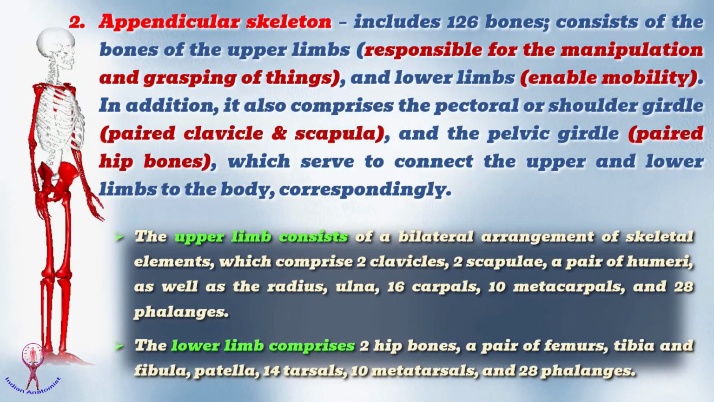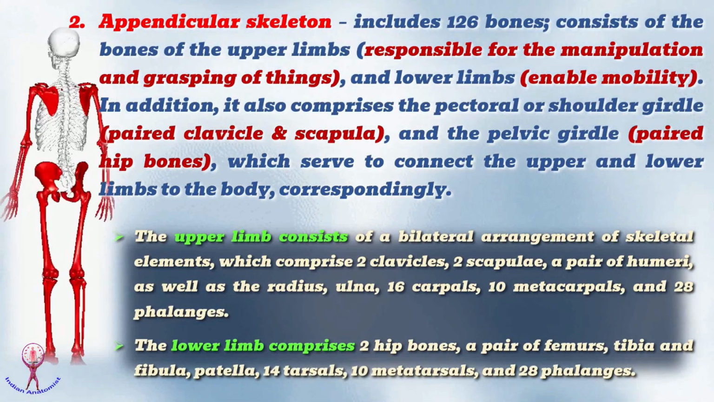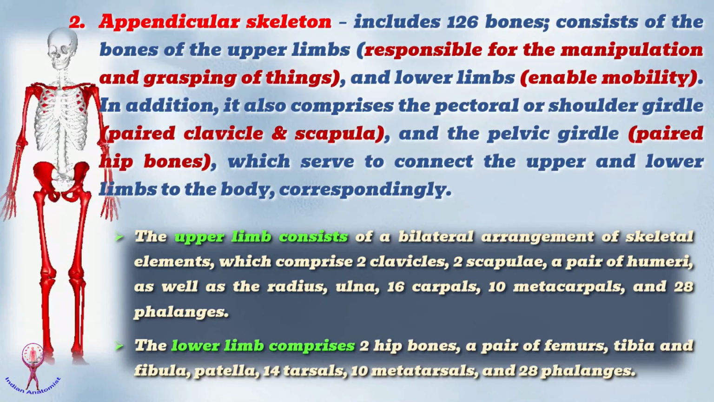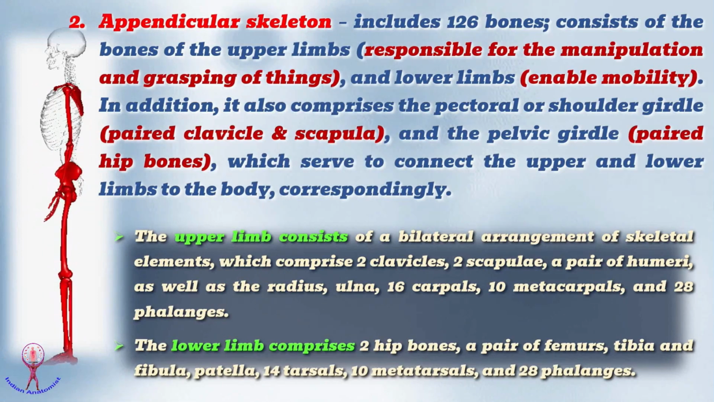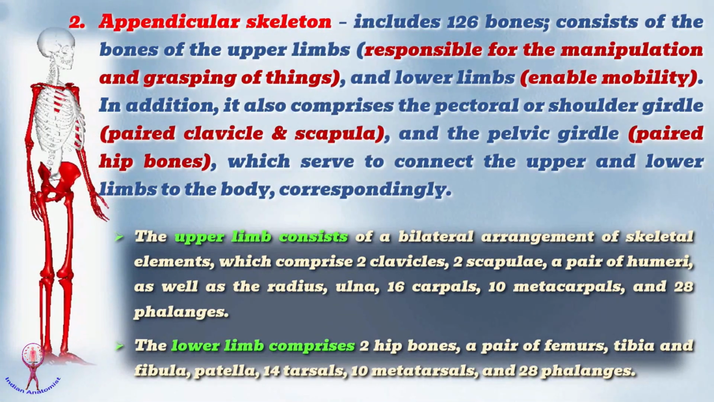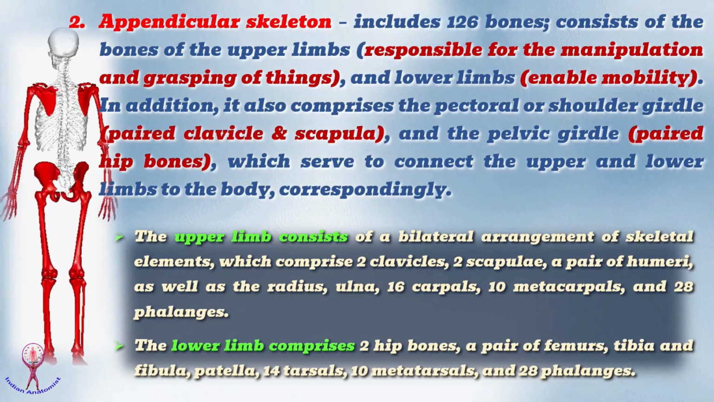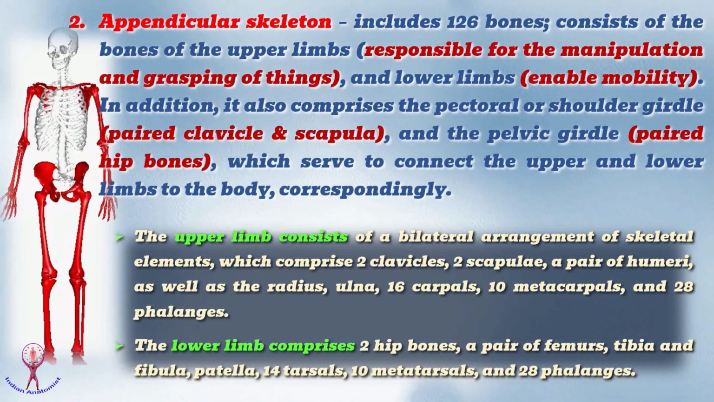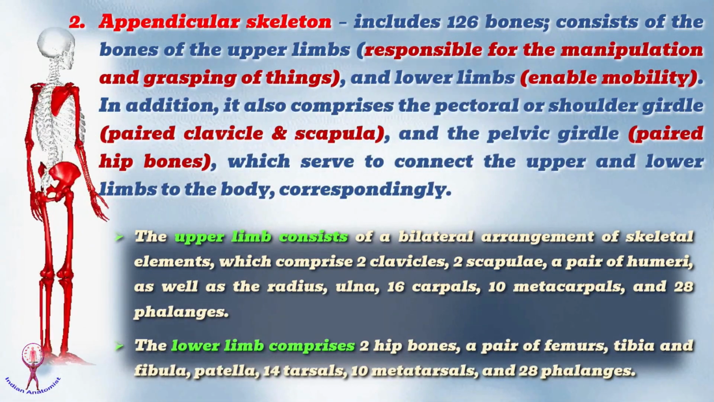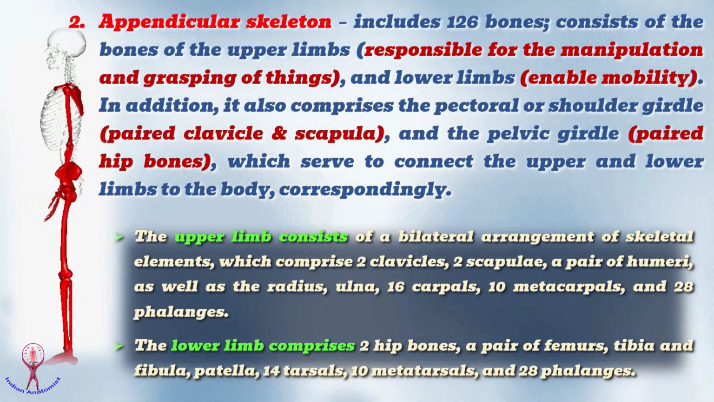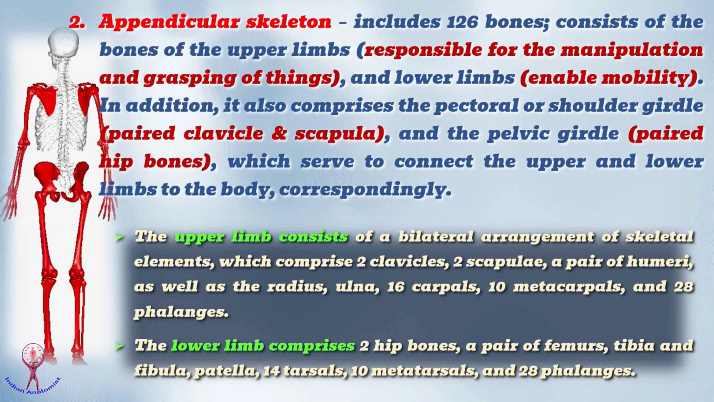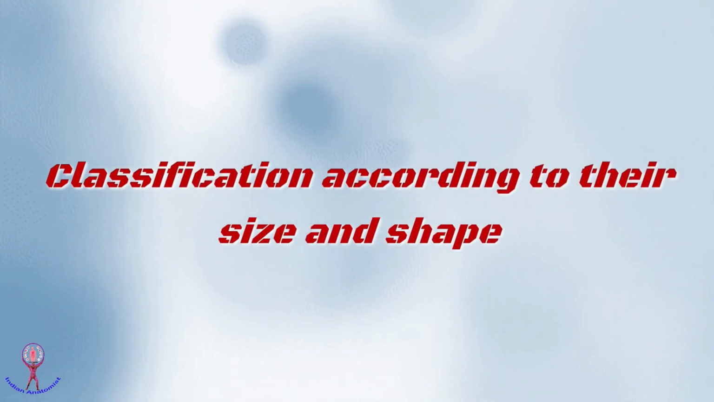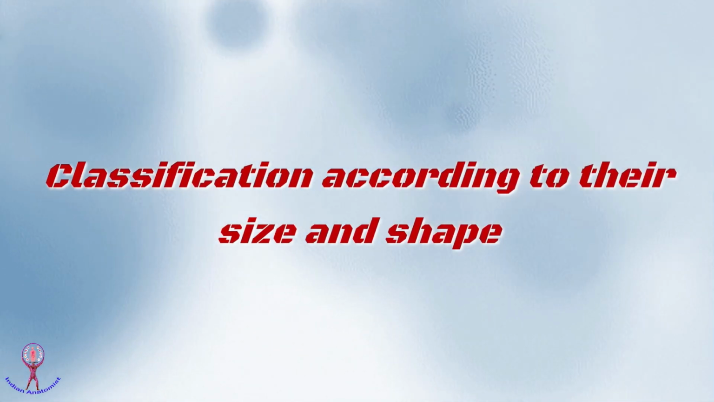The upper limb consists of a bilateral arrangement of skeletal elements, which comprise 2 clavicles, 2 scapulae, a pair of humeri, as well as the radius, ulna, 16 carpals, 10 metacarpals, and 28 phalanges. The lower limb comprises 2 hip bones, a pair of femurs, tibia and fibula, patella, 14 tarsals, 10 metatarsals, and 28 phalanges. Next, I'm going to talk about how to classify bones based on their size and shape.